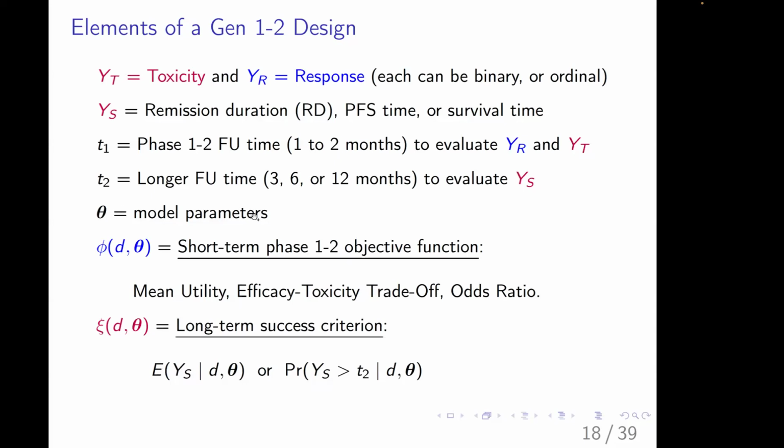So here are the two decision criteria functions. And so the phi of dose d and parameters theta is some sort of short-term phase 1-2 objective function. It can be a mean utility, an efficacy-toxicity trade-off, an odds ratio, whatever you like. The psi of d, theta is a long-term success criterion. And here it can be the expected progression-free survival time at that dose, or the probability that the PFS is bigger than T2. So as in our example, maybe the probability that Y sub S is at least 12 months.